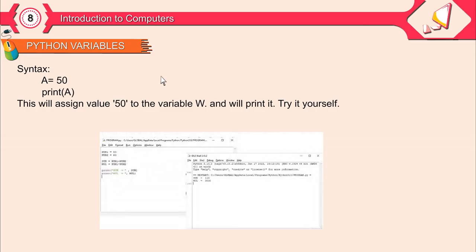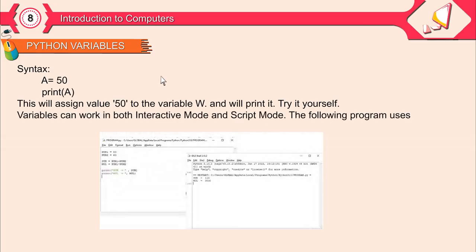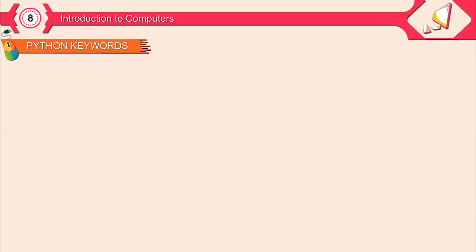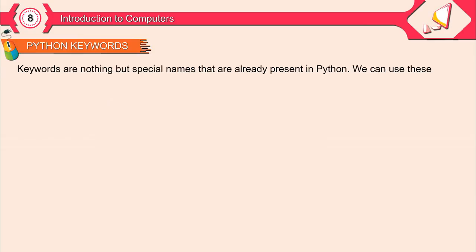Try it yourself. Variables can work in both interactive mode and script mode. The following program uses variables to display a message. Python keywords. Keywords are nothing but special names that are already present in Python. We can use these keywords for specific functionality while writing a Python program.